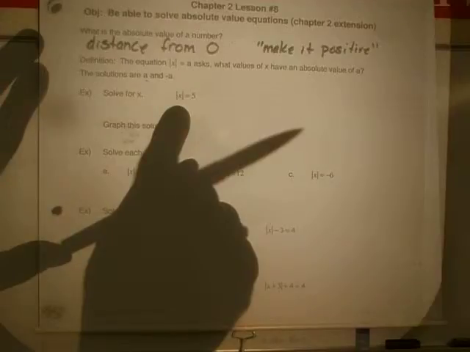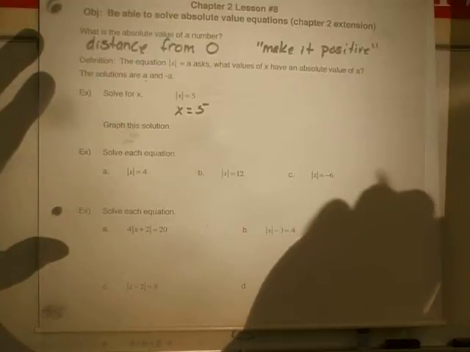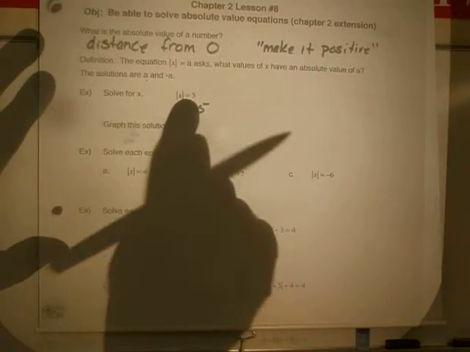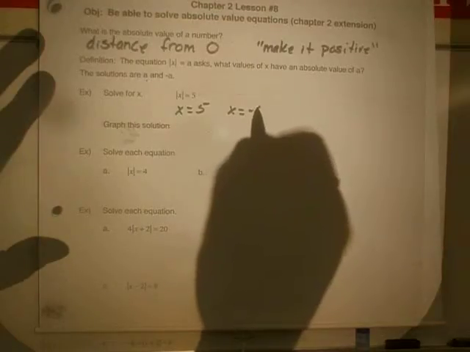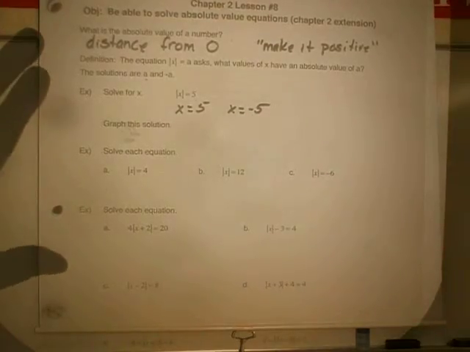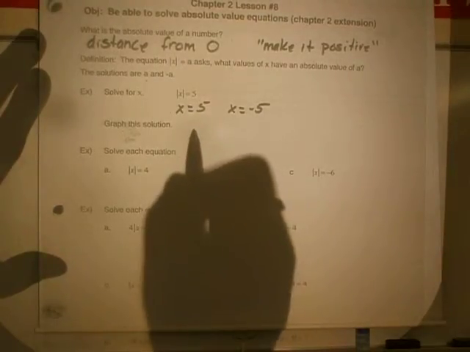There are 2 possible numbers that we can put in here that have an absolute value of 5. Absolute value means make it positive. The first possible answer is 5. Absolute value of 5 is 5. And the second possible answer is negative 5. Absolute value of negative 5 means make it positive. And if you take negative 5, make it positive, your answer is 5.